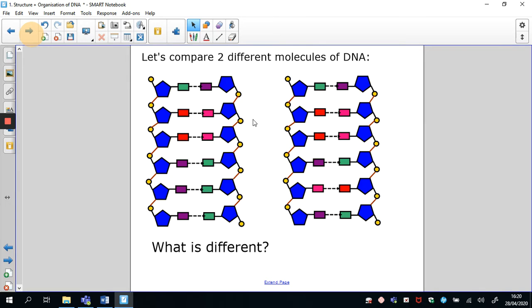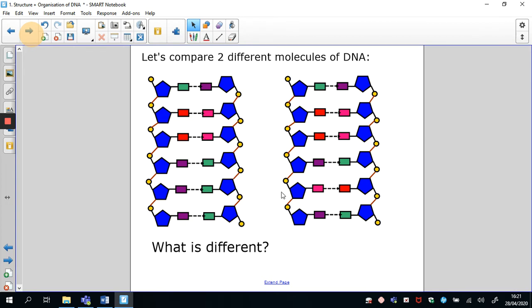Right. So here we've got 2 different molecules of DNA. They look very, very similar, but they're not. So have a look and spot the difference. We can pretend that this molecule has come from me and this molecule has come from Mr. Hill, for example. Very, very similar, but they're not the same.